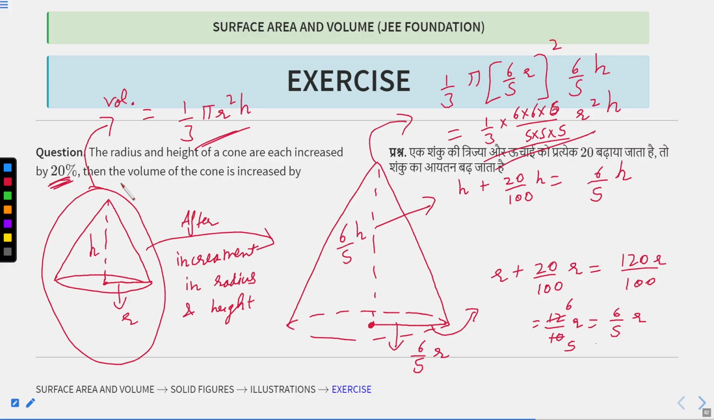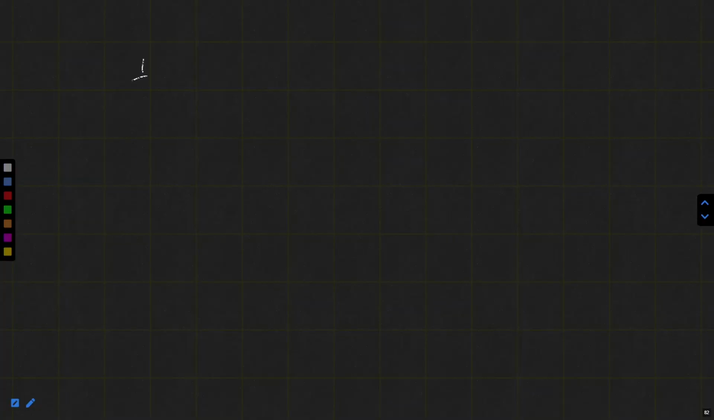I hope this is clear to you. Now we have to find out by how much the volume of the cone is increased. So just subtract this value from this new volume. By subtracting, let me use blackboard. So the new volume is 1/3 pi r square h, 6 cube over 5 cube.